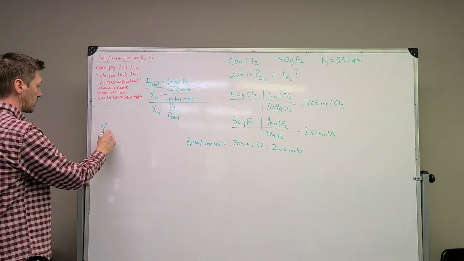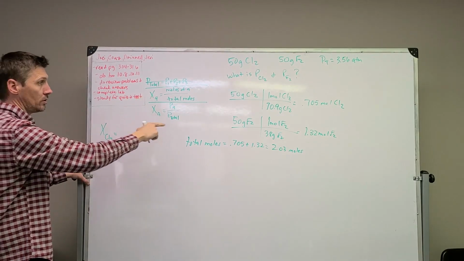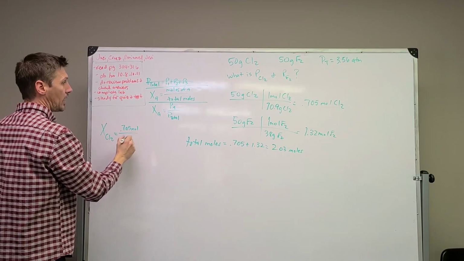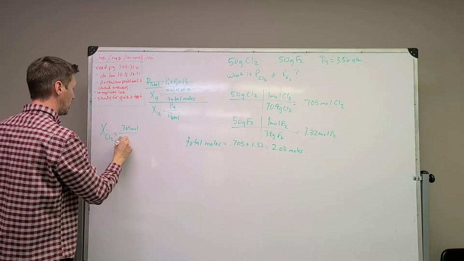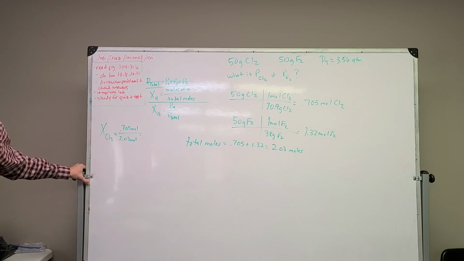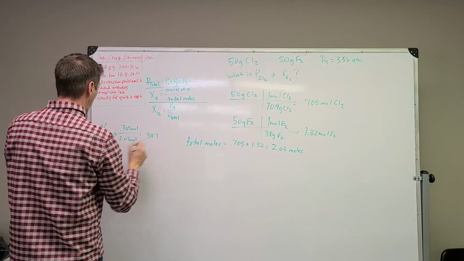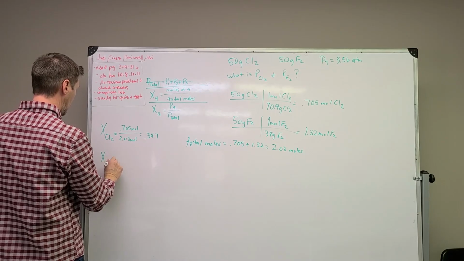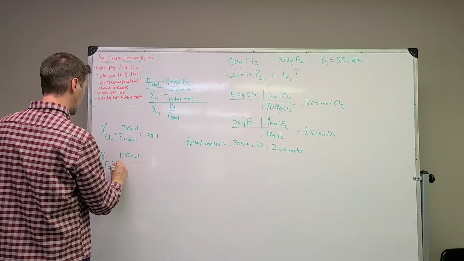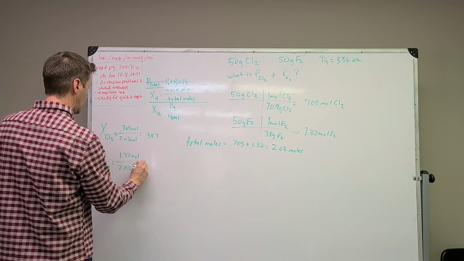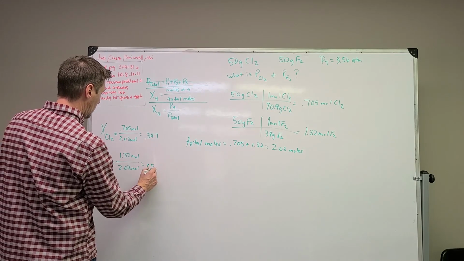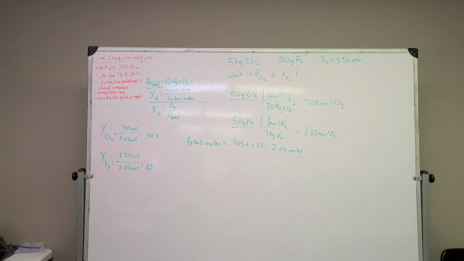So now we know that xCl2 is going to be equal to the moles of Cl2, which is 0.705, divided by the total moles, which we calculated to be 2.03. So the mole fraction for xCl2 is 0.347. And then the mole fraction for fluorine is going to be 1.32 moles, the other number of moles we calculated, divided again by the total moles to give us 0.65. And again, the mole fraction doesn't have units.